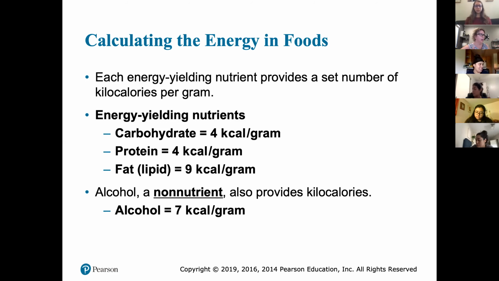And so when we look at this, how much fuel or gas do you have in your tank based off of which macronutrient it is? We're looking at carbohydrates being 4 kcals per gram. Protein is 4, so these are similar. But look at fat. Fat is 9. So what does that mean?